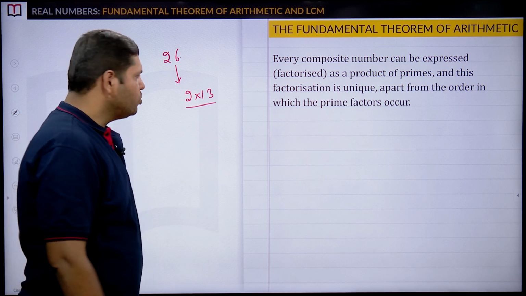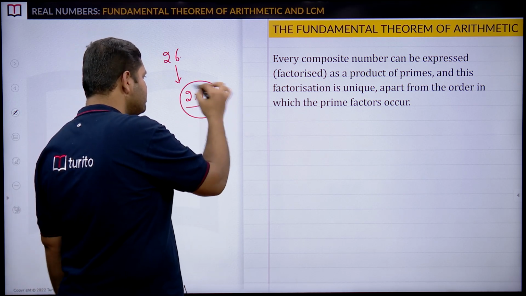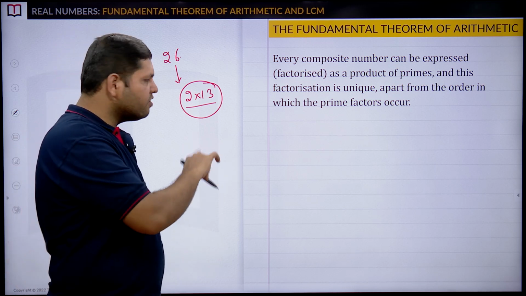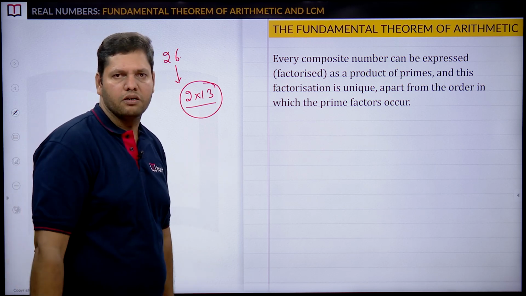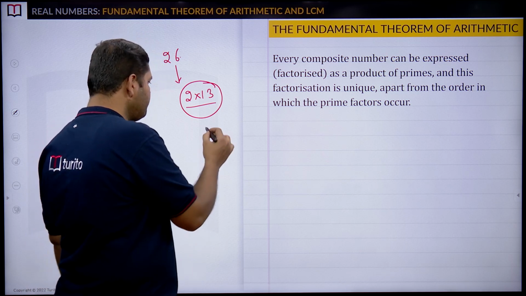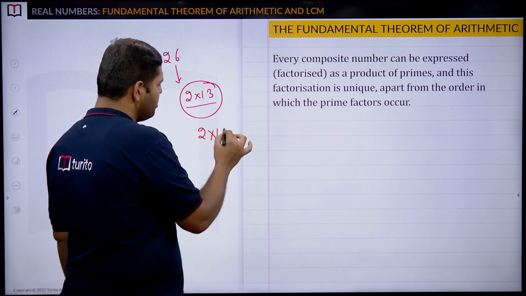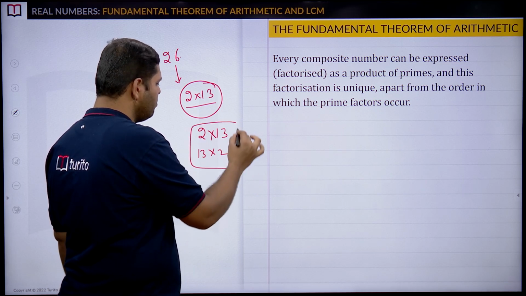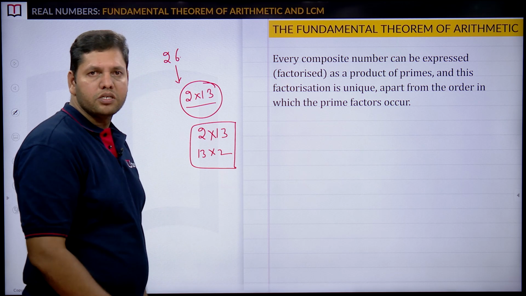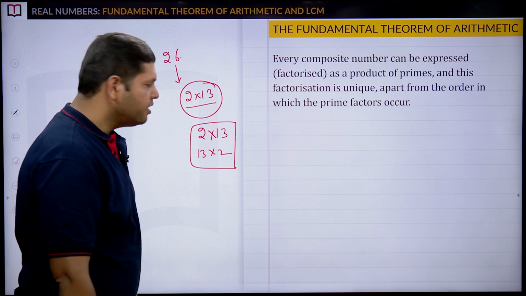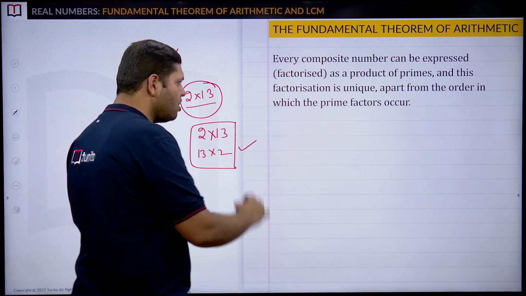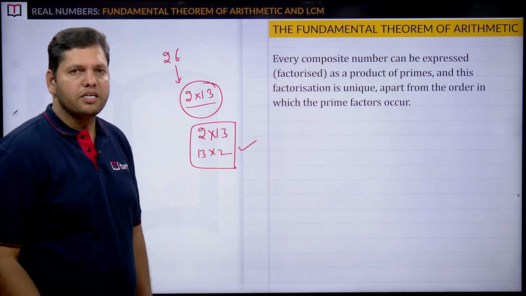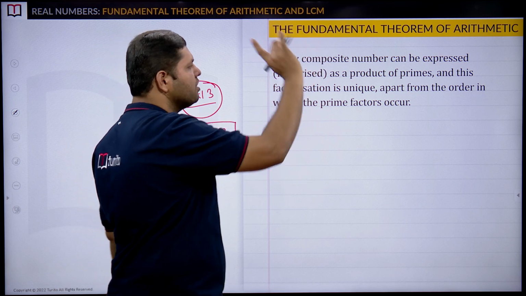Okay. So this 2 into 13 is a what, children? It is a unique combination. This combination can never be changed. It's a fixed combination. But the order may change. You can write it as 2 into 13 or as 13 into 2. So the order may change from person to person. But this combination is always fixed. So that is called the fundamental theorem of arithmetic.